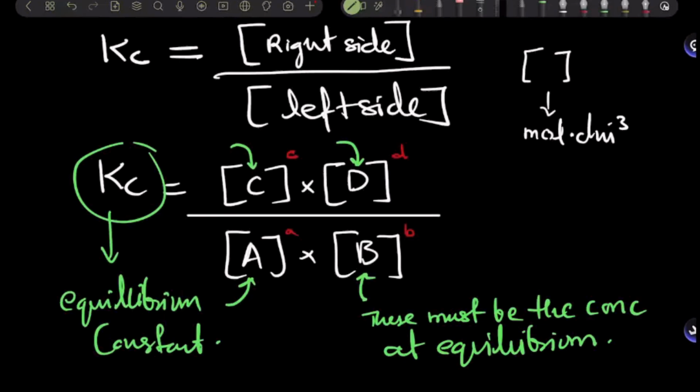Are we clear? Yep. And what's another thing that is very important? These concentrations that you're writing over here, which are present at equilibrium, they must be in which unit? Moles per dm cube. If they're not in mole per dm cube, you cannot insert them over here, because the square bracket is telling you exactly which unit the concentrations must be in order to insert them in the Kc expression. Are we clear? Yep. All right.